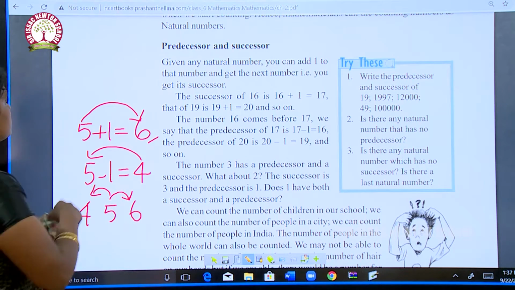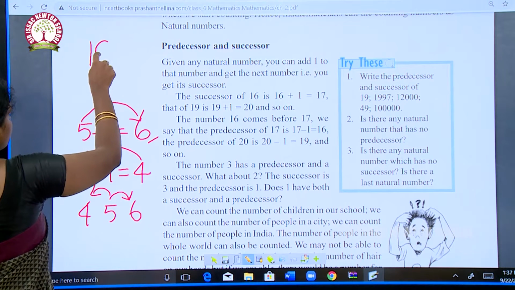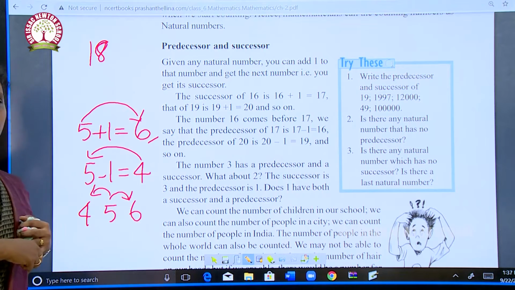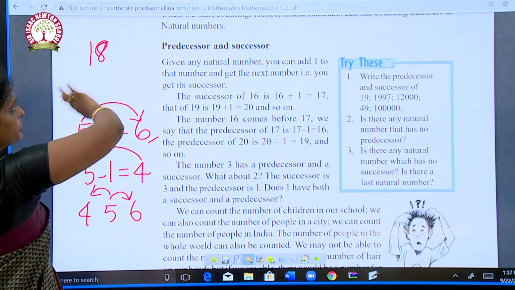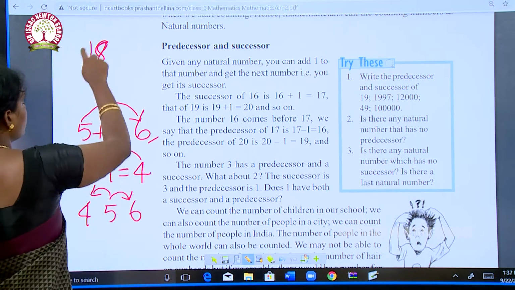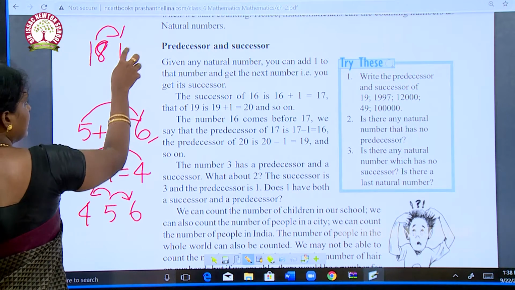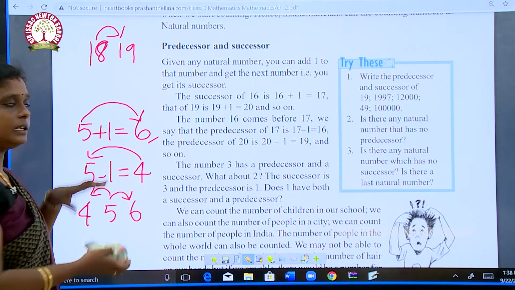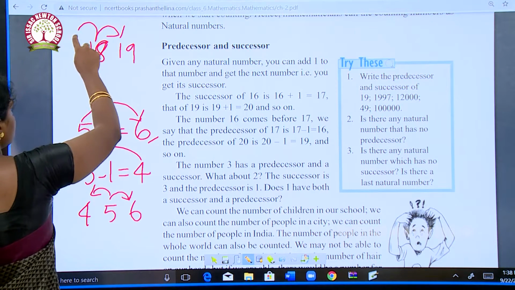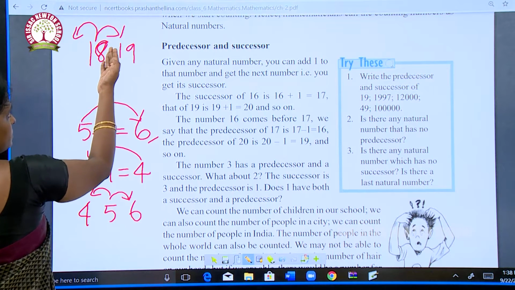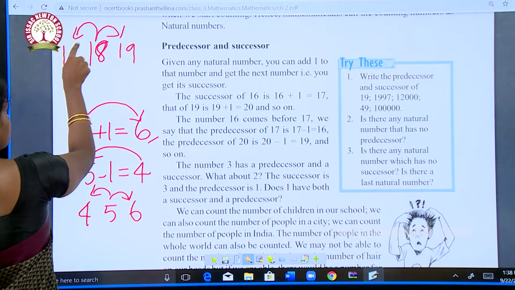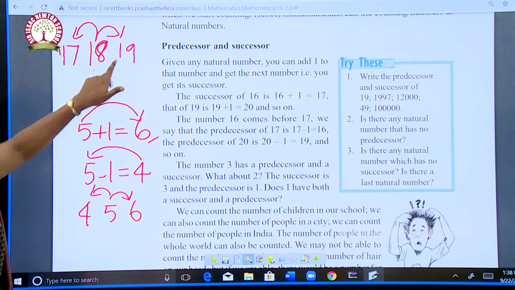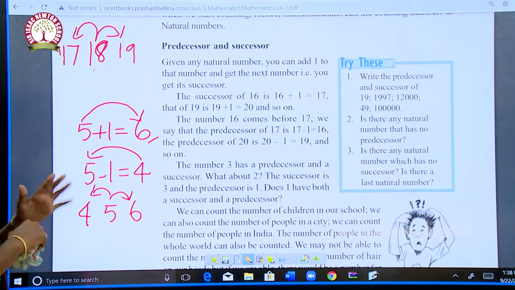I hope you understood. What is the successor of 18? The number which is next to 18. What will come next to 18? It is 19. So 19 is the successor of 18. And what about the predecessor? The number which comes before the given number, which is 17. So 17 is the predecessor of 18. I hope you understood this.